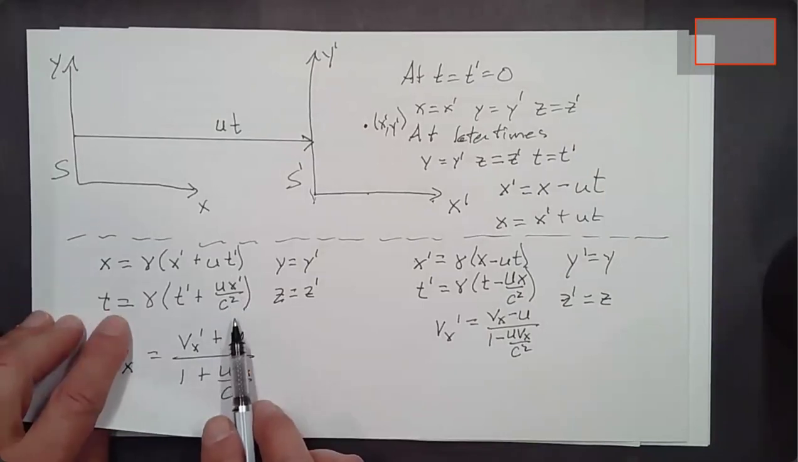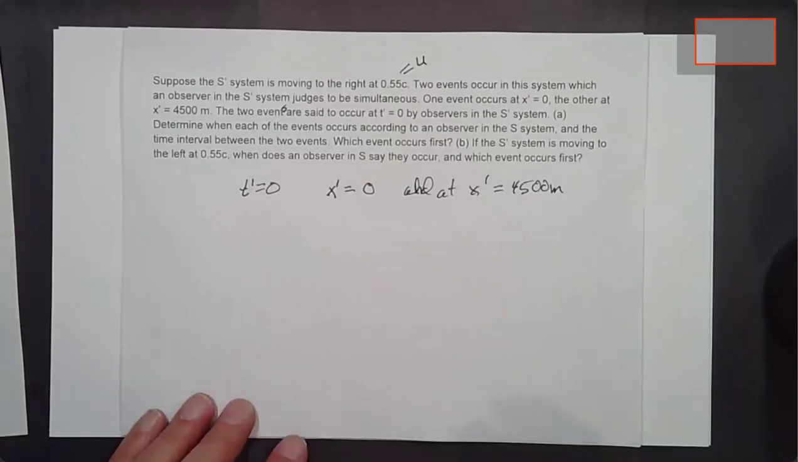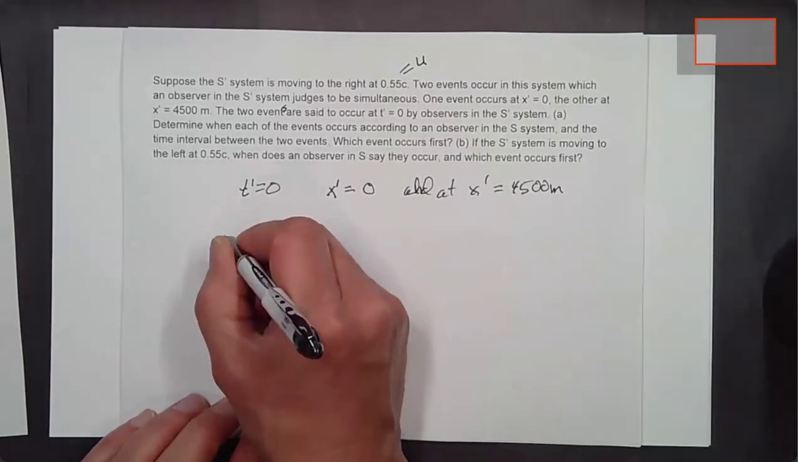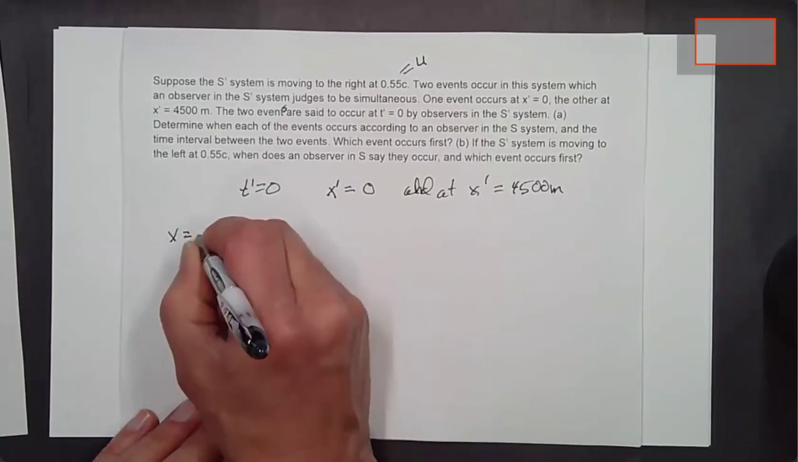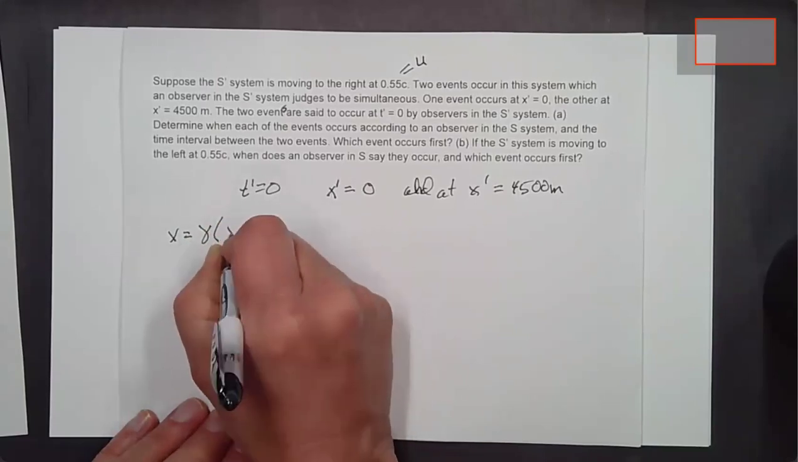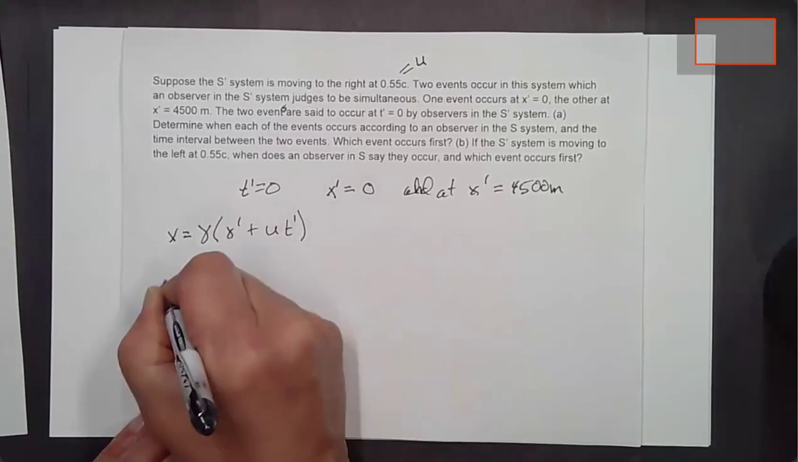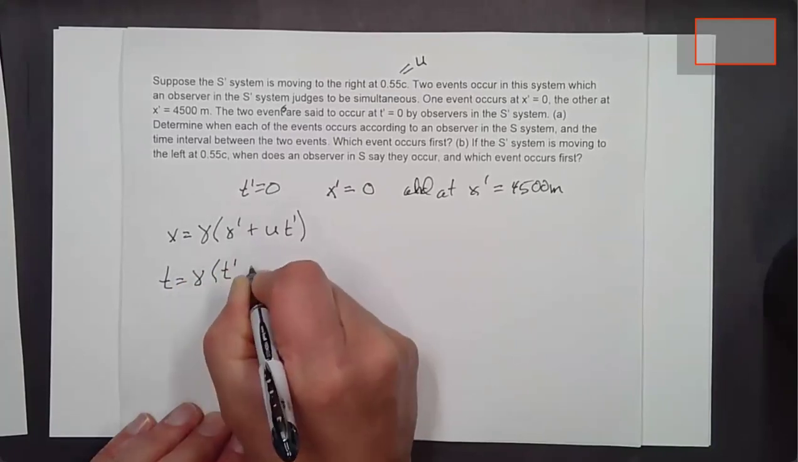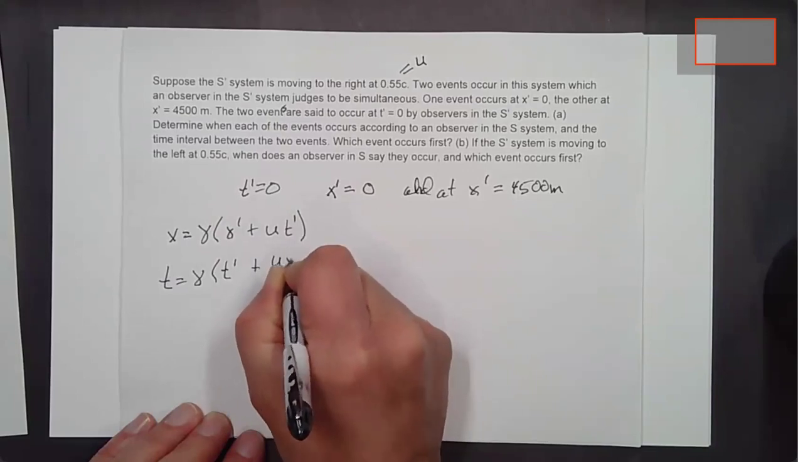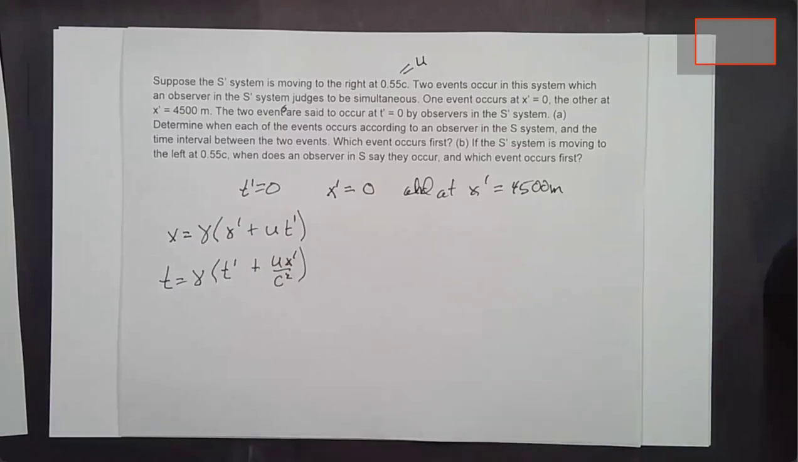The one that happens at time 0 and that other thing is not. So let's see how this works out. One thing we're going to need for this, well, I'll just go ahead and write down the two things. x will equal gamma times (x prime plus u t prime), and t will equal gamma times (t prime plus u x prime over c squared). So we're going to have those things going on.